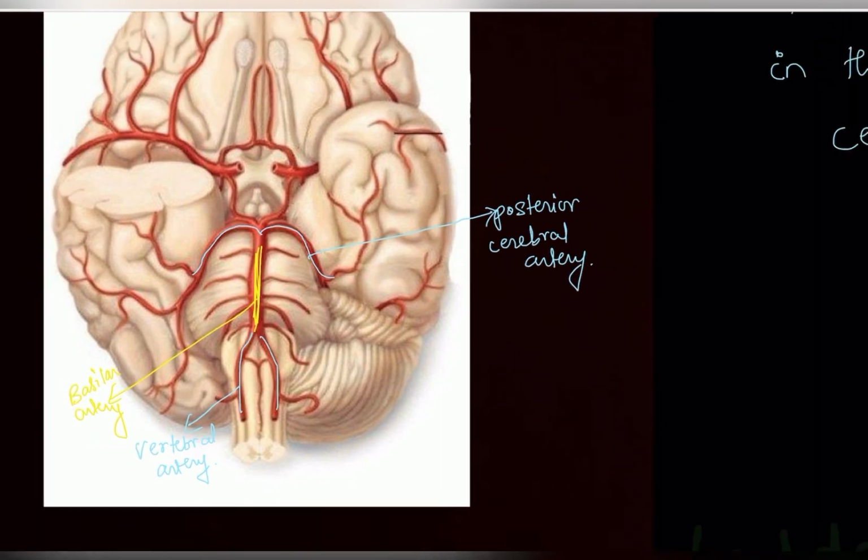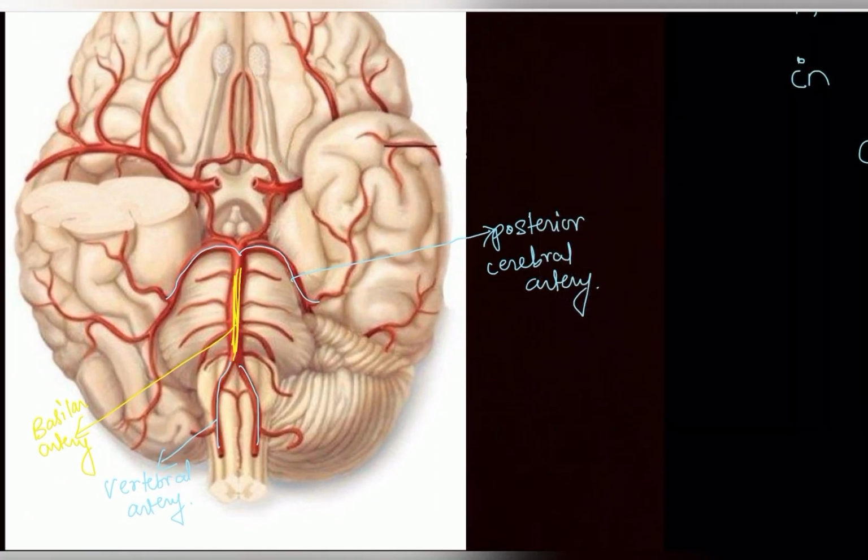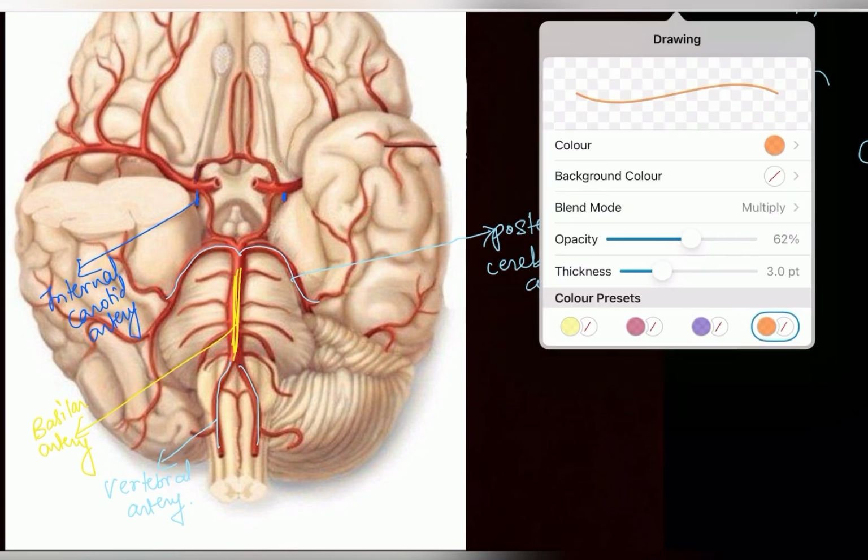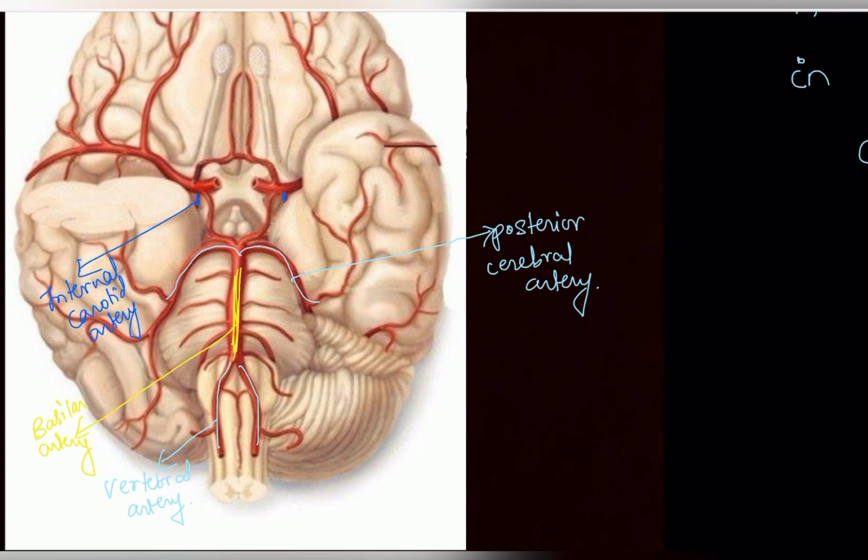Now let's see where is internal carotid artery. Can you see this? This is the internal carotid artery. Now this internal carotid artery is giving off 3 branches. If you can see it, then you can see the first branch, the second branch, and the third branch. I'll highlight it with different colors so that you are able to see the first branch. It is giving off the second branch. It is giving its third branch.